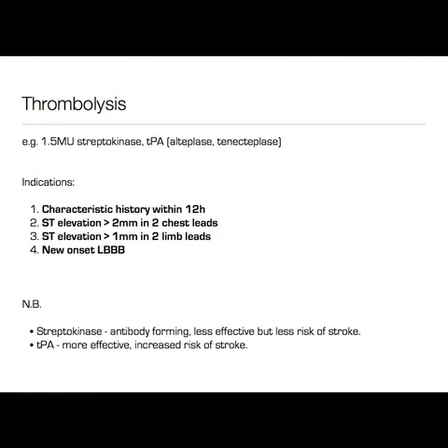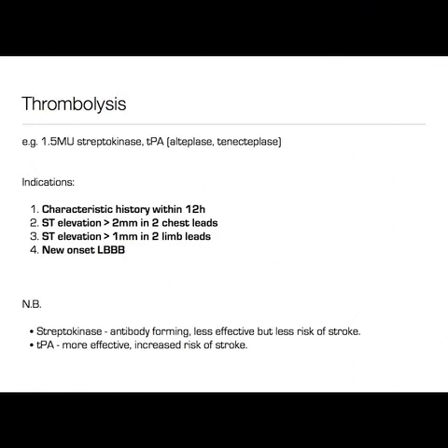There are 4 important indications: characteristic history within 12 hours, ST elevation greater than 2 mm in 2 or more chest leads, that's V1 to V6, ST elevation greater than 1 mm in 2 or more limb leads, so that's 1, 2, 3, AVR, AVL and AVF, and a new onset left bundle branch block. You need 2 or more of these features to consider using thrombolysis.